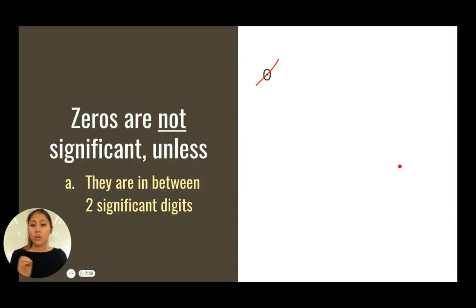This one, a 0 by itself is not significant, right? It is not in between 2 significant digits. In 10, that 0 is not significant, because it's not between any 2 significant digits. So 10 only has 1 significant figure. Similarly, 0.1, this 0 is also not significant because there's nothing in front of it so that it could be sandwiched in the middle.